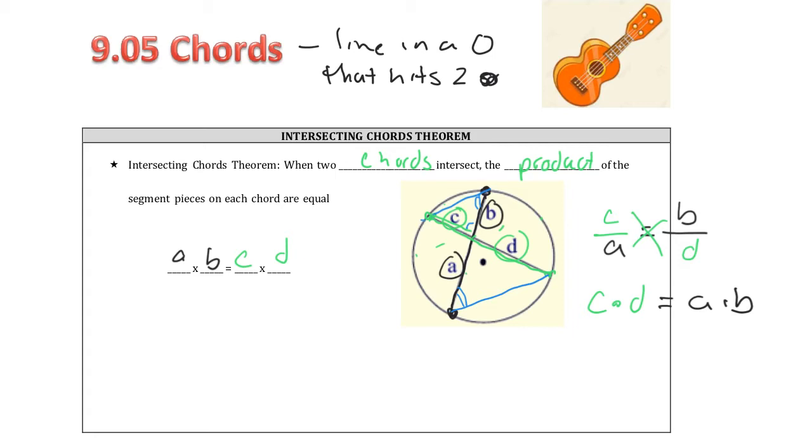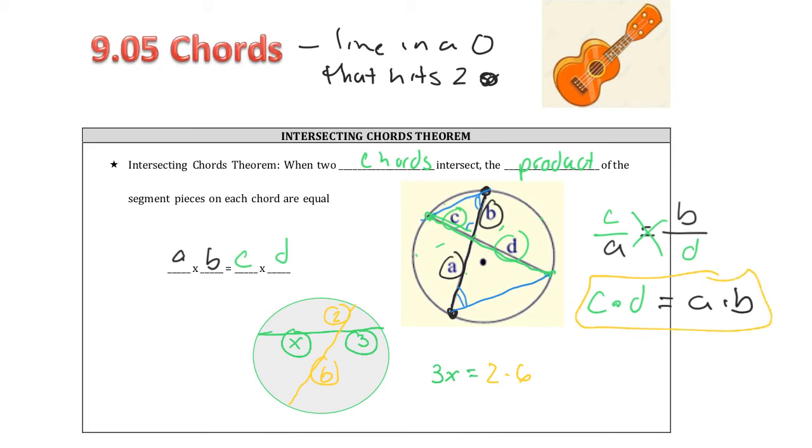So the easy way to do this, if we have a circle, let me draw a new one. And let's say I have two chords that intersect. Let's say this is 2, this is 3, this line is 6, and I had to find this line. Well, I just multiplied the pieces of this line times each other. 3 times x equals the pieces of this line times each other. 2 times 6. Basically, we're skipping the proportion and just going right to here.